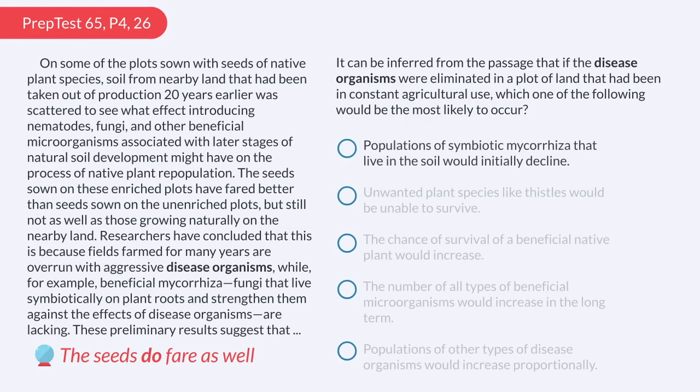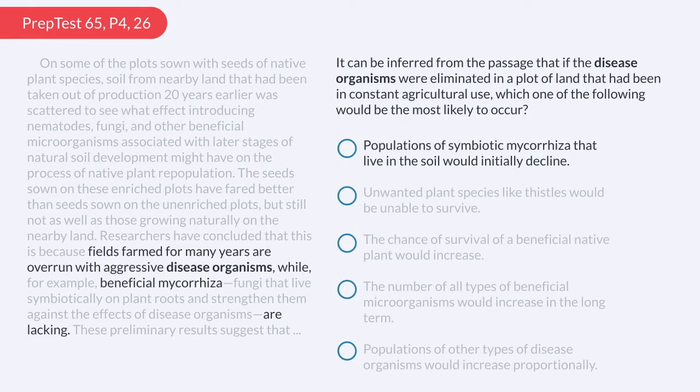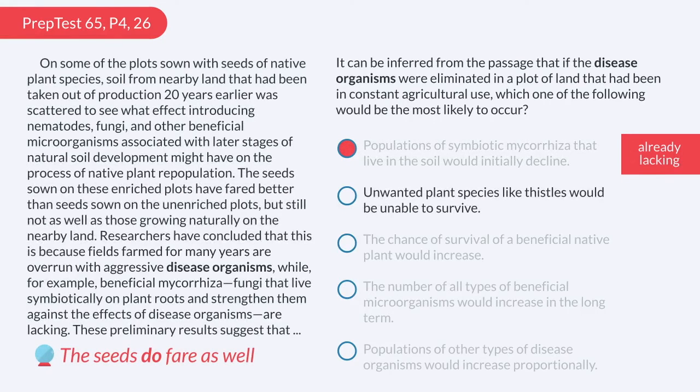A is saying that by removing the disease organisms, you would get rid of the symbiotic mycorrhiza. But that doesn't make any sense. We were told that in constantly used agricultural land, in heavily used farmland, the mycorrhiza is lacking. So it's not even there in the first place. B is saying that if you get rid of the disease organisms, thistles are unable to survive. That sounds pretty strong. I mean, I know they're less likely to dominate and crowd out, but just unable to survive? That's way too strong.